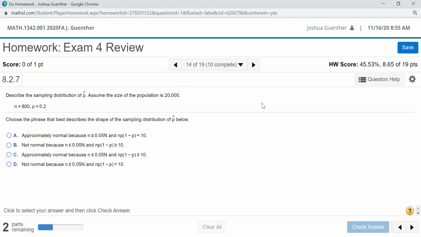Describe the sampling distribution of p hat. Assume the population is size 20,000. So remember, p hat is the sample proportion. In other words, if I were to go collect a sample of 800 people from the population, and I know that the proportion of people in the population that have a certain characteristic is about 0.2. Maybe that's saying 0.2 of the population will vote for a certain candidate.